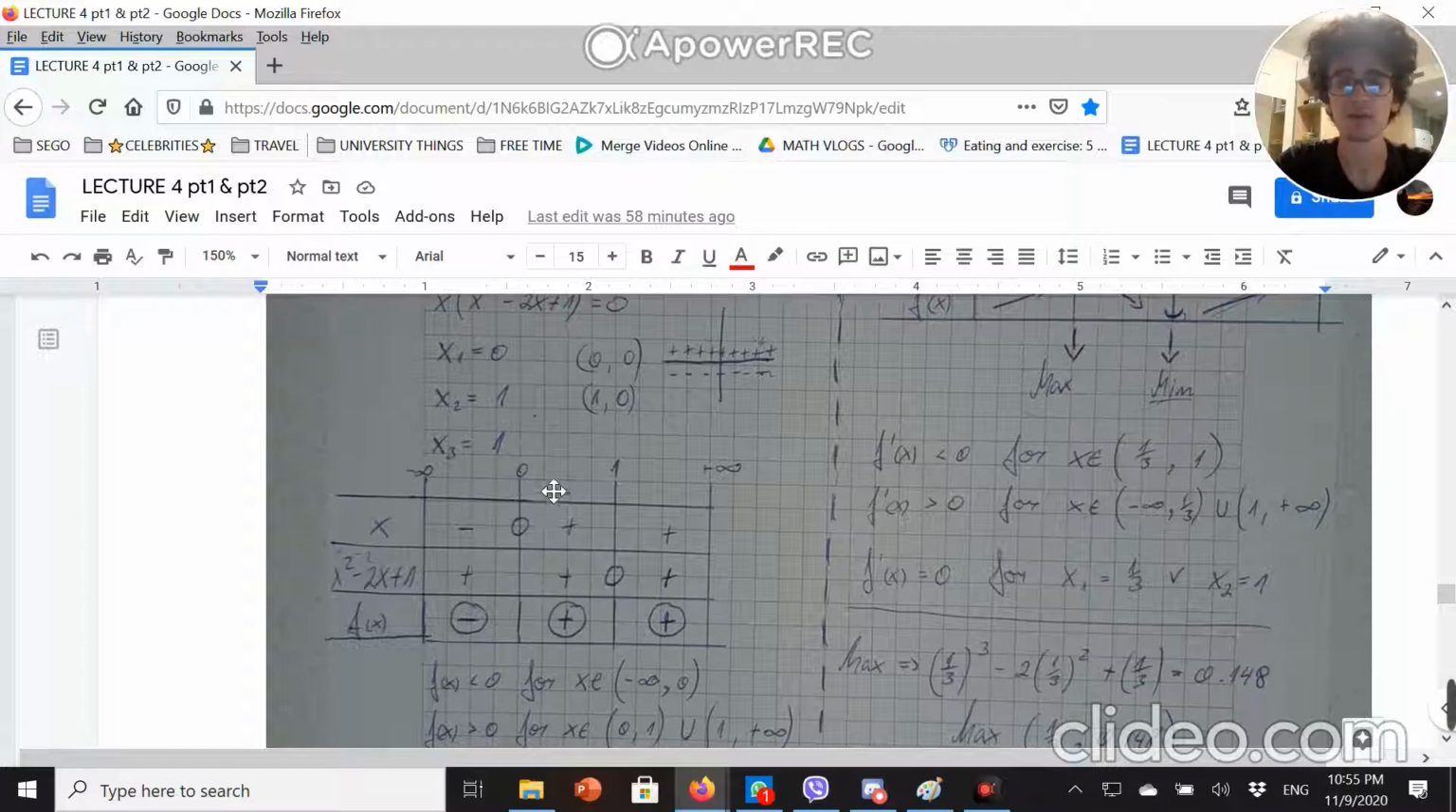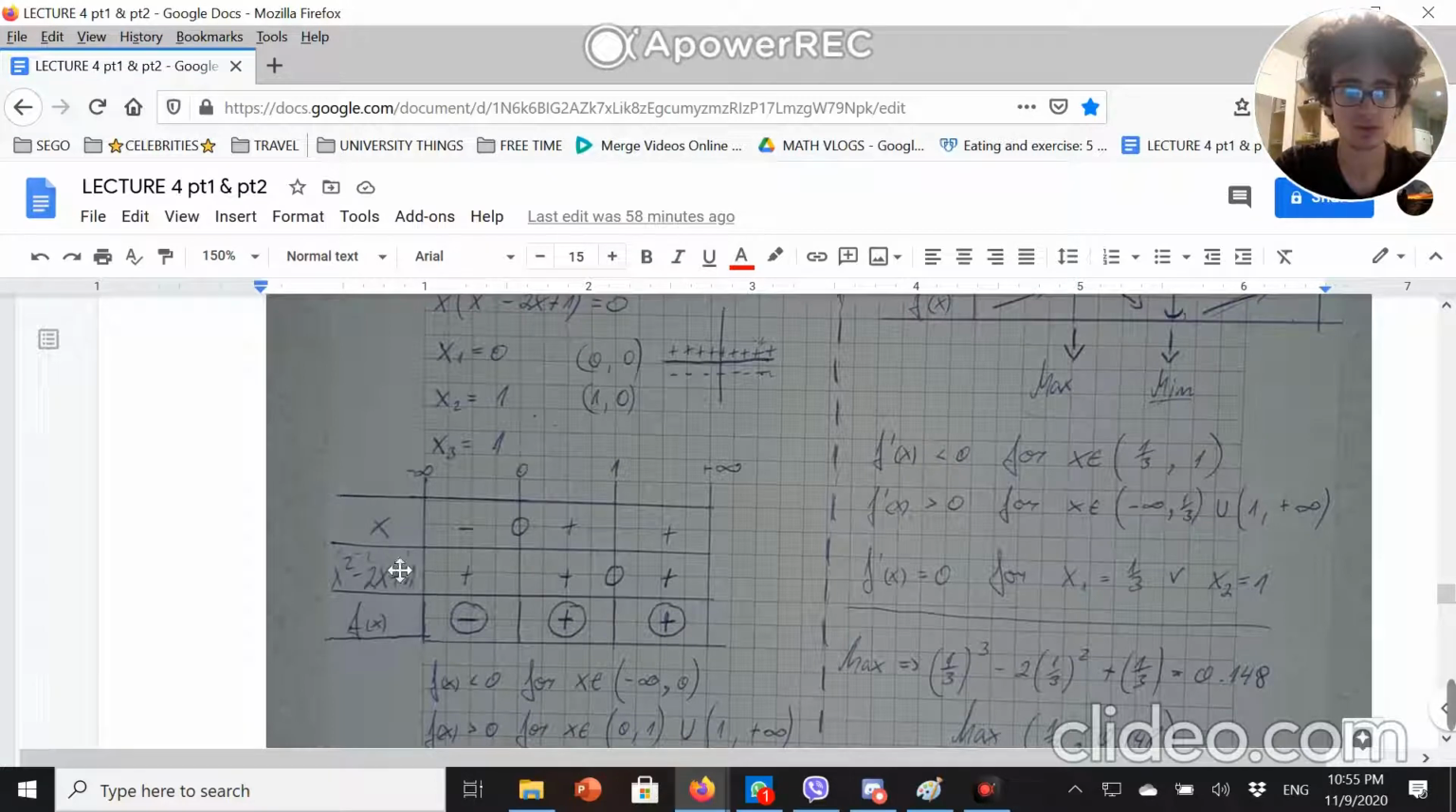Now, for the values between 0 and 1, our x will be positive, right? Because everything between 0 and 1 is positive, therefore it will be positive. The same thing will happen for values between 1 and plus infinity. So let's take a look at the number 5, for example. Is it positive? It is. So we would have our plus here.